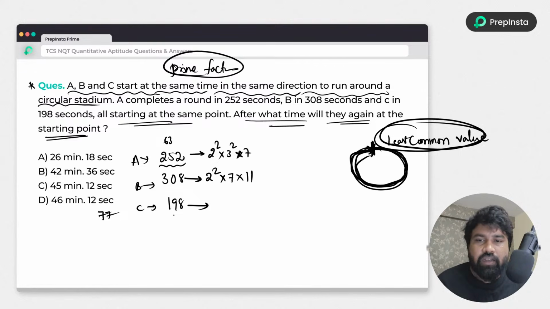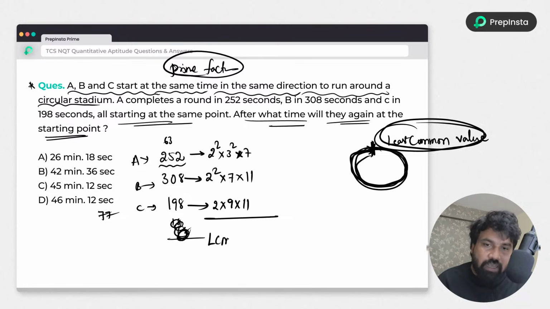Again 198 will be divided by 4. Why 4? No, not 4. It is only divisible by 2. So 198 means 2 into 99. 99 means 9 into 11. So 2 into 11 into 9.